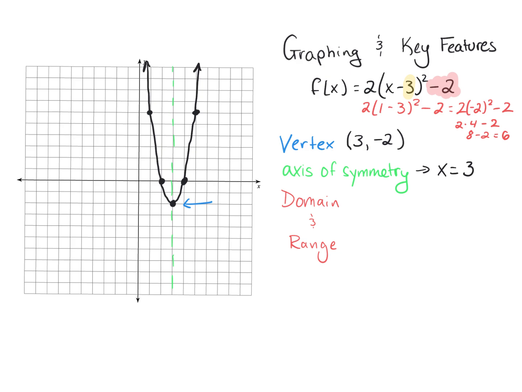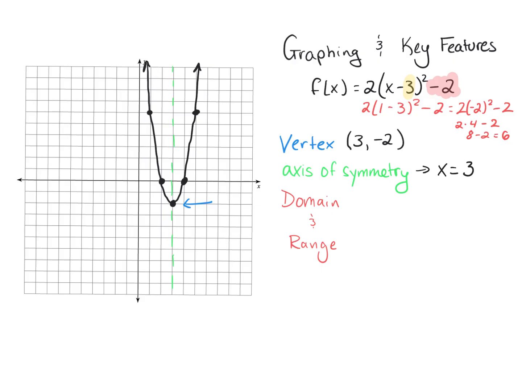Our graph is facing up because that A value in front, that 2, is positive. And you can also see that it appears to be stretched. And that's because our A value is 2, so it's being stretched by a scale factor of 2.